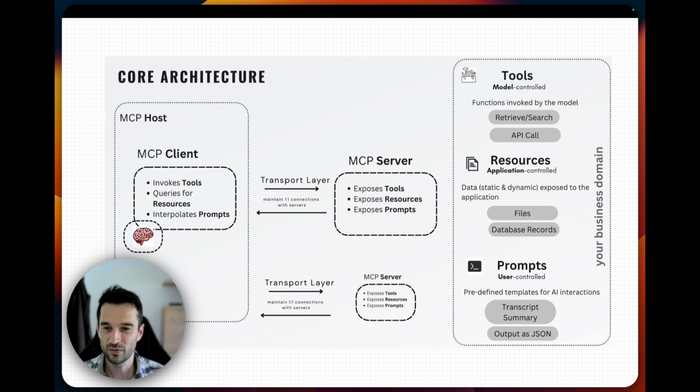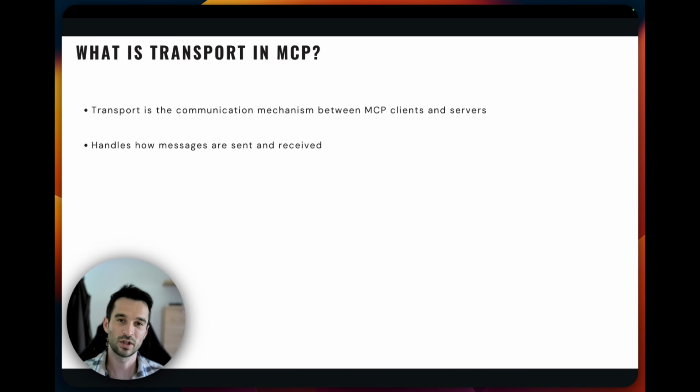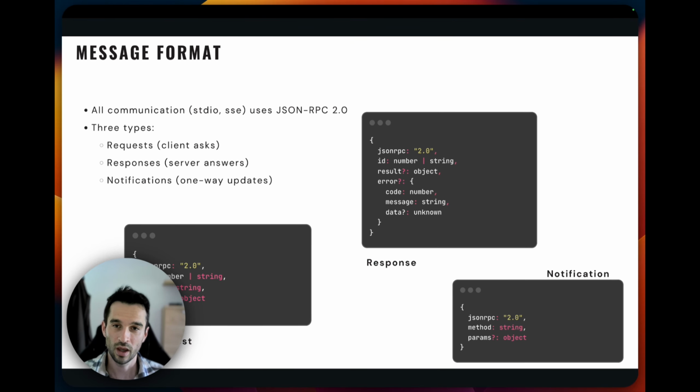So let me go through only 3 slides and then we are ready to go with the deployment. What is the transport in MCP? The transport is the communication mechanism between the MCP clients and the servers, and it handles how messages are sent and received. MCP uses JSON-RPC 2.0 as its standard wire format for all the communications. And this gives us a consistent, structured way to exchange information.